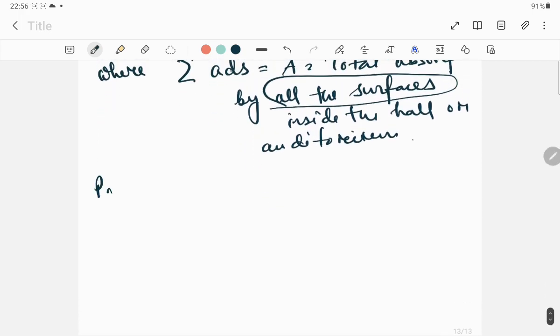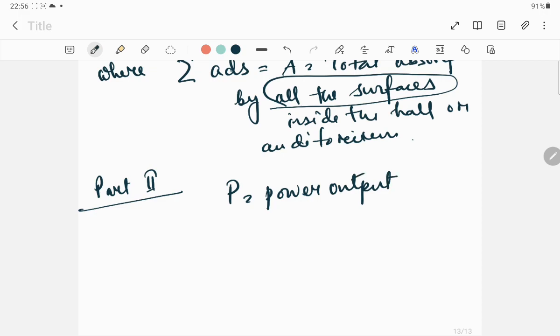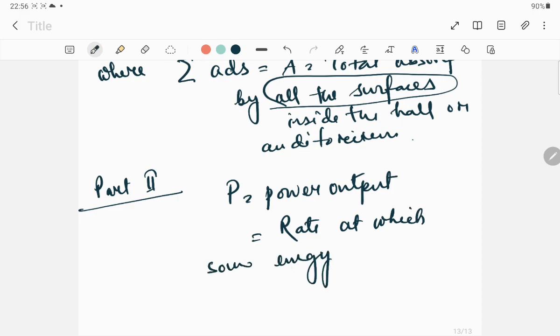Now let us move to part 2 of this derivation. Now let us consider that P is the power output. So that means the rate at which energy is emitted by the source. That means rate at which sound energy is emitted by the source.